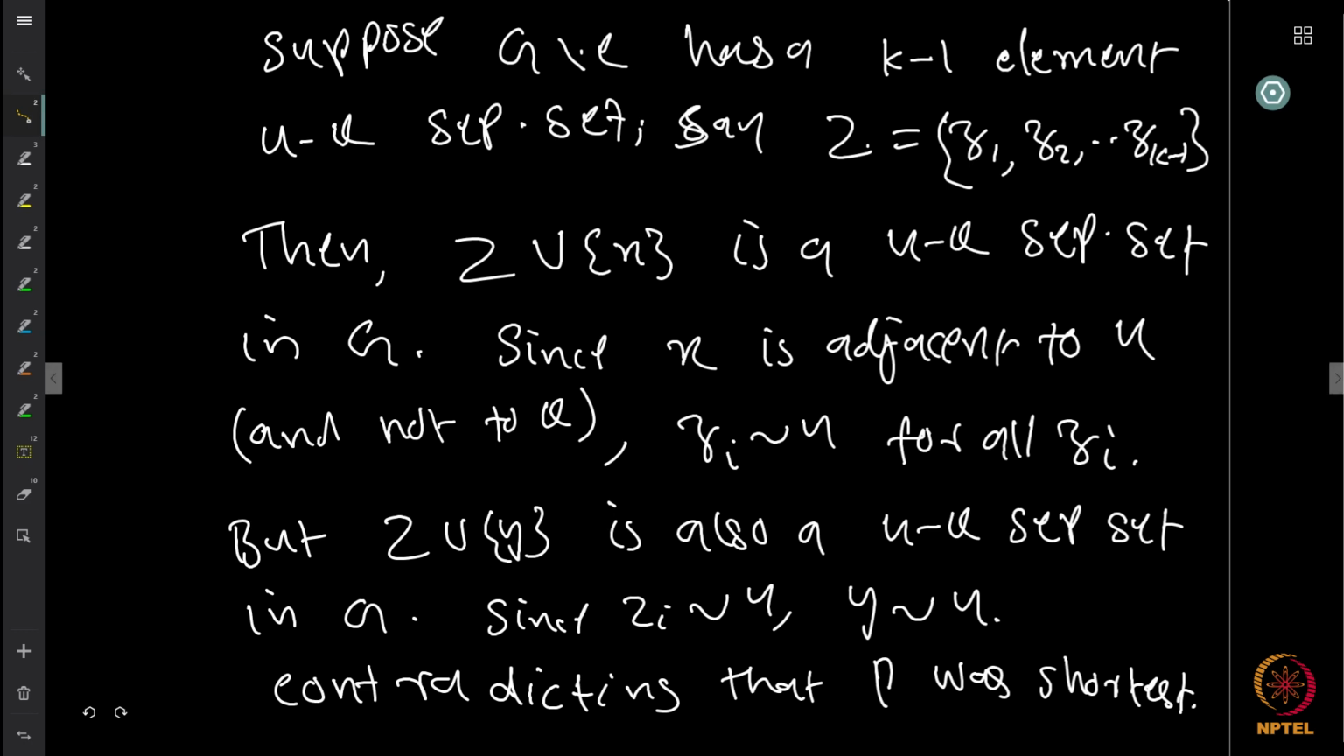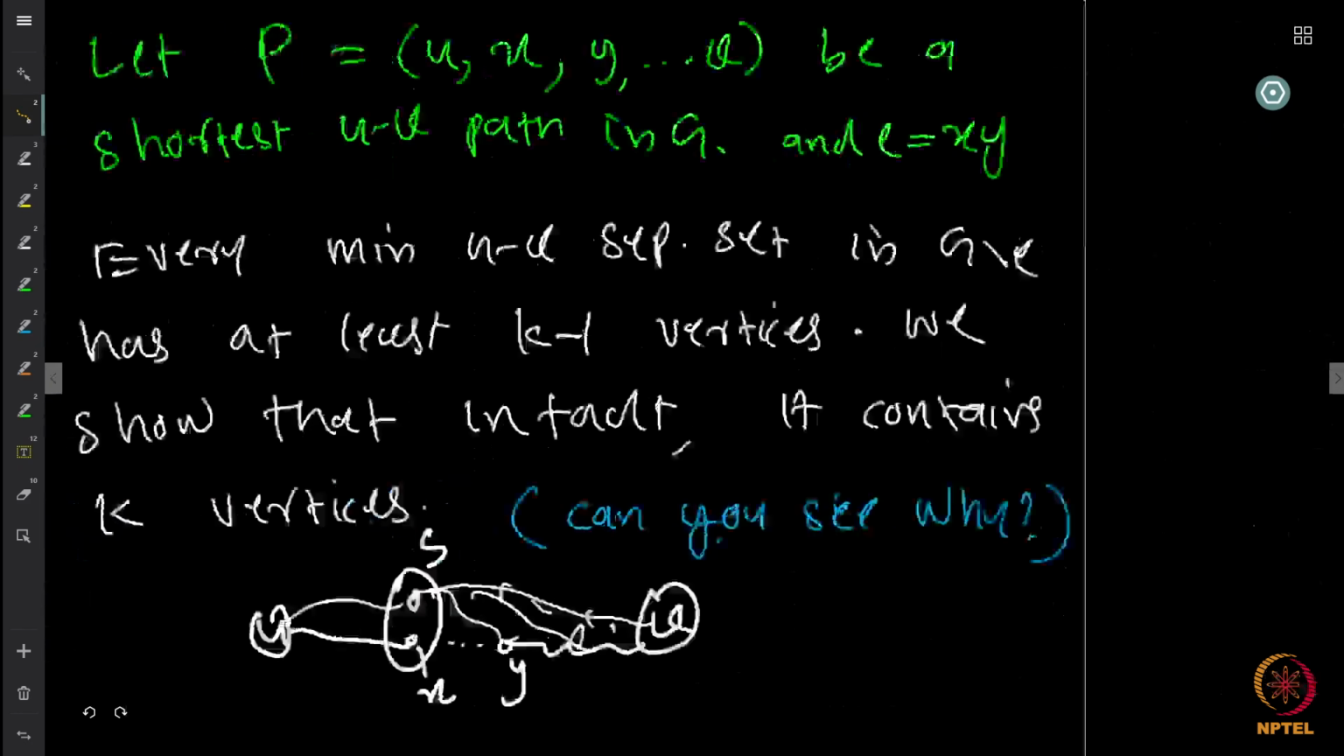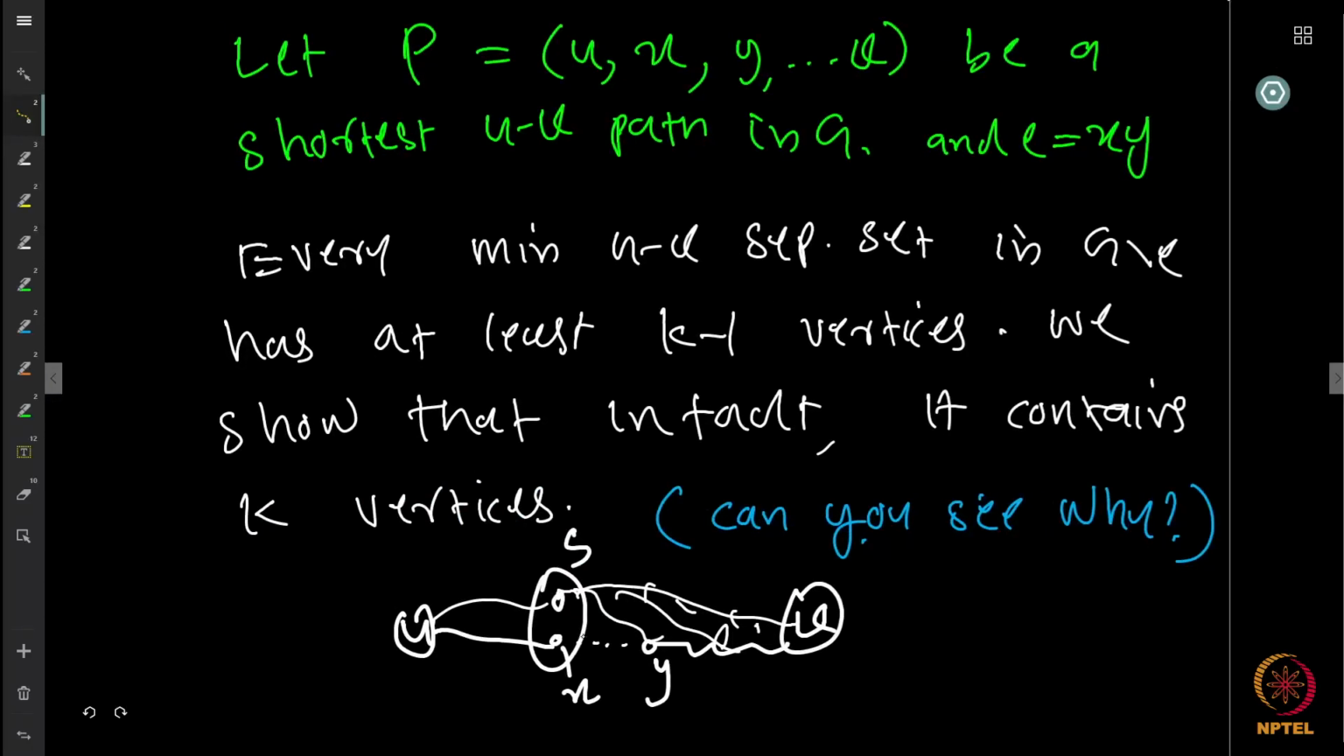But we know that by the definition of X, with the choice of X, X is adjacent to U, right, but not adjacent to V, right? So that was our assumption, right? X is basically adjacent to U, right? And of course, because of the property of S, it is definitely not adjacent to V.